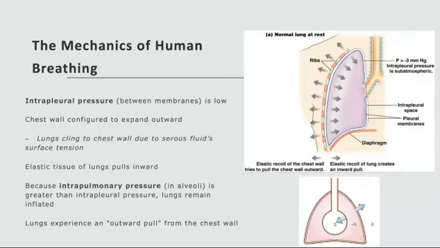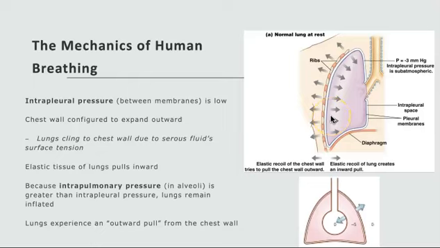Now let's get into some of the specific pressures we have in or around the lungs. So in that pleural cavity, we are going to have an intrapleural pressure between those membranes, and we talked about how that is low. Now our chest wall is configured so that we can expand outward when we inhale, and our lungs are going to cling to the chest wall due to our serous fluid's surface tension. We'll talk more about surface tension on the next slide, so put a pin on that. But our elastic tissue is kind of fighting that and wants to pull the lung inward.